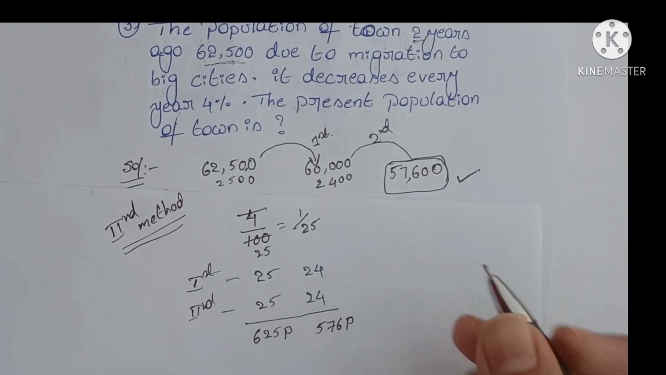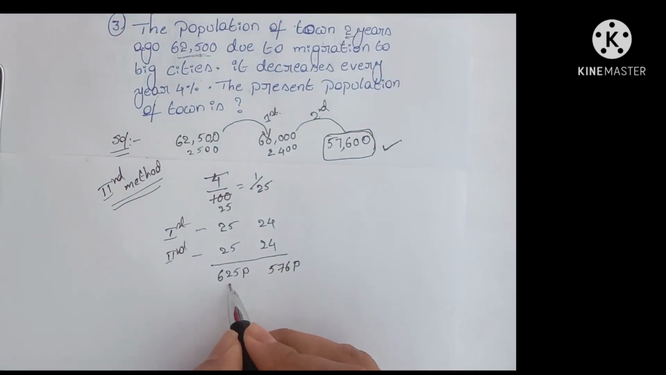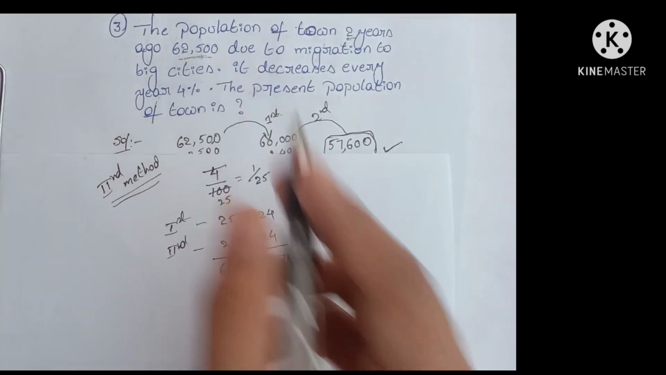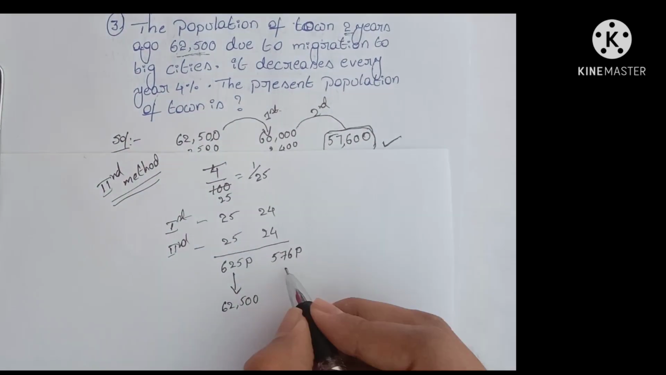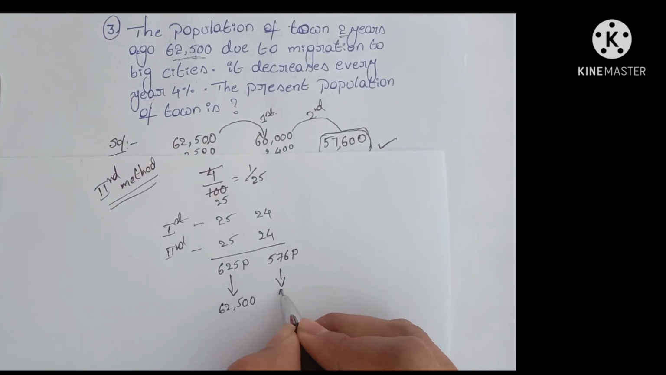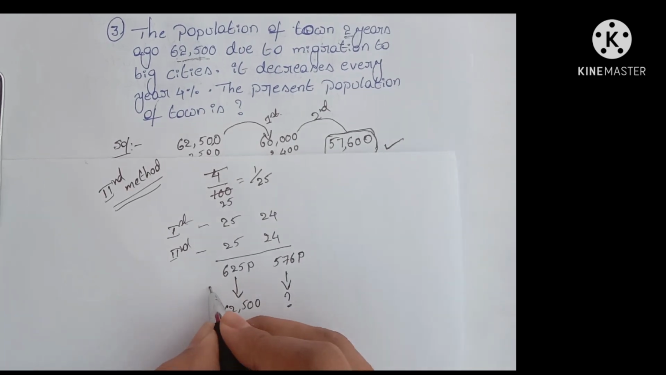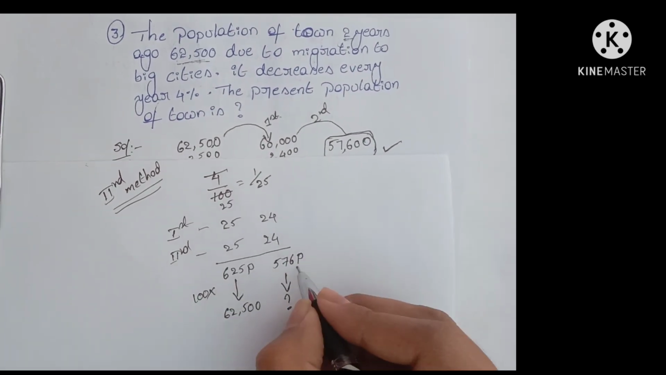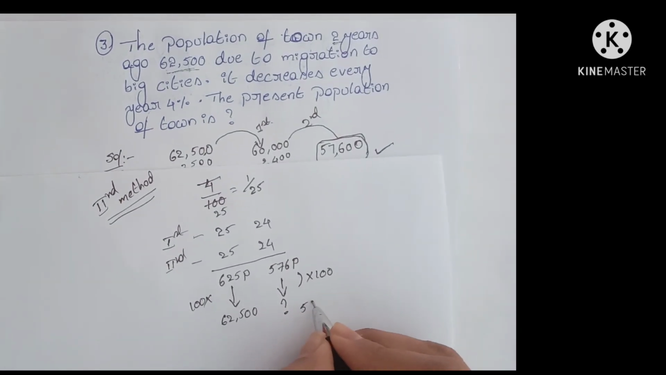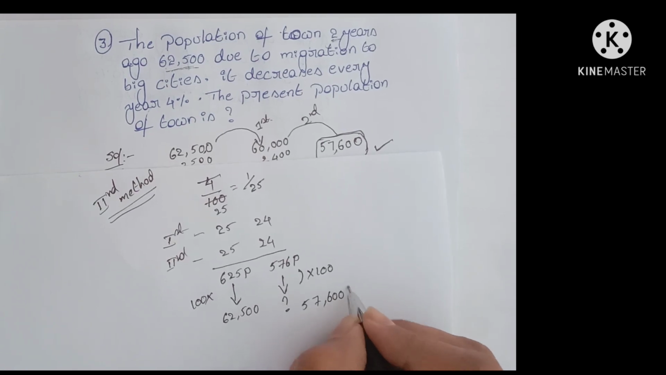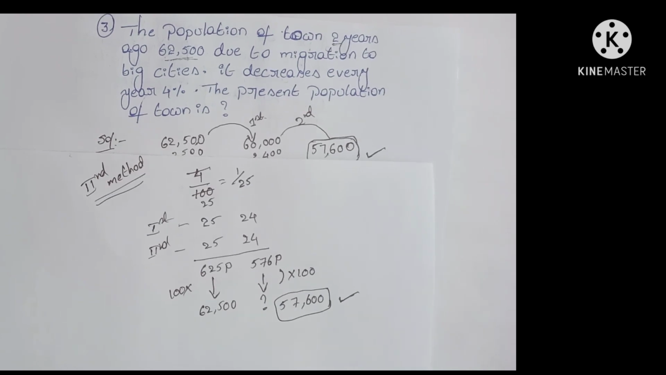576 parts. Here they gave 2 years ago population, right? That means 625 parts is equal to 62,500. The current population means 576 parts equal to how much? 625 into 100, 62,500, right? Into 100. So this is also into 100. How much we get? 57,600. So the current population is 57,600.